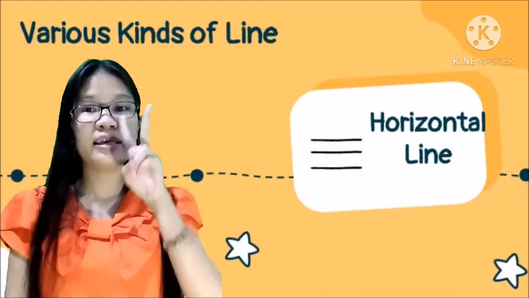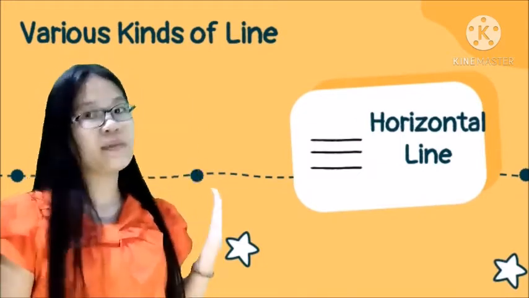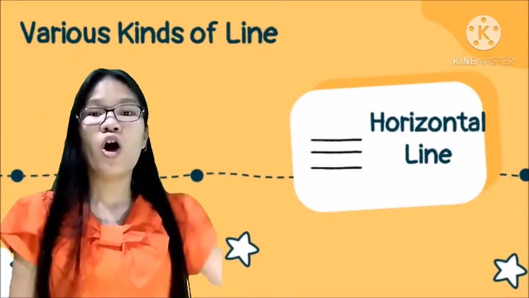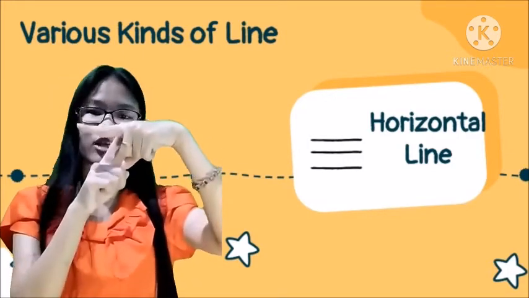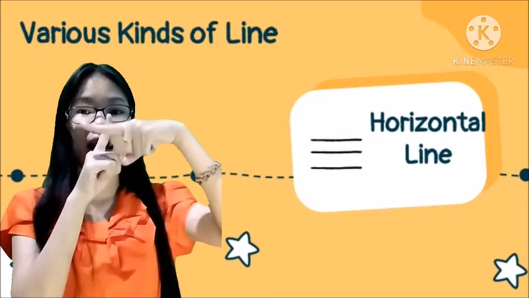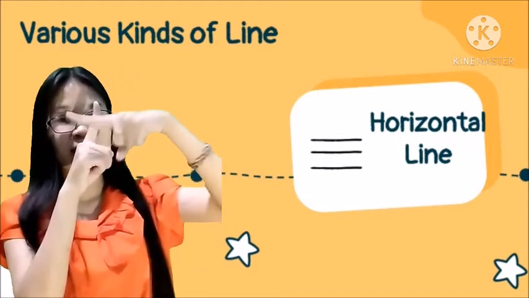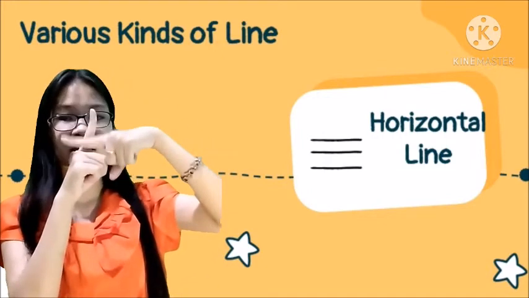Okay, the second is horizontal line. Look at the picture. This is a horizontal line. Horizontal line is a line which extends to the right and left direction. Horizontal line is a line parallel to the x-axis in the Cartesian coordinate.